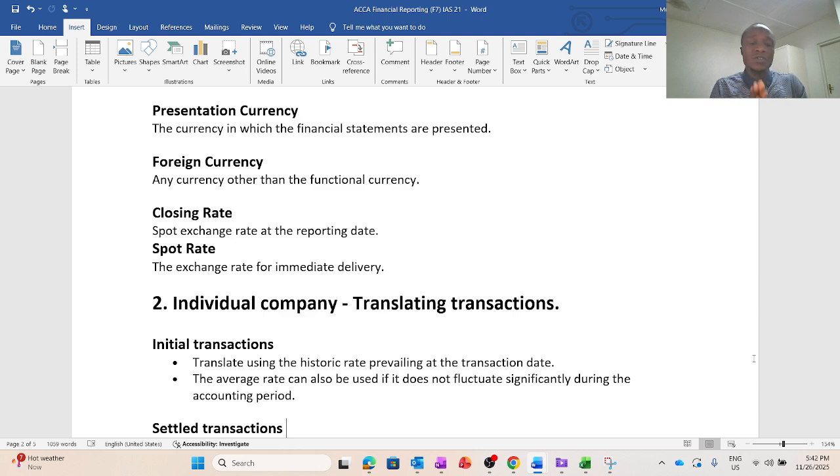It can only result in IAS 21 if there is a significant period between the transaction date and the settlement date. Then it is obvious that we are going to get some impact, whether we are going to pay more, or receive more, or pay less, or receive less. Also, we need to know what the closing rate is, the spot exchange rate at the reporting date. And we also need to know what the spot rate is, the exchange rate for immediate delivery.